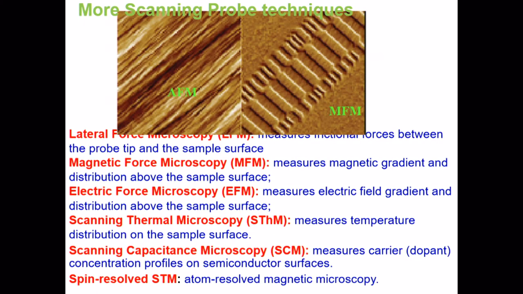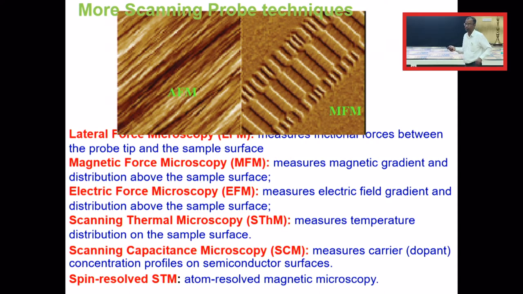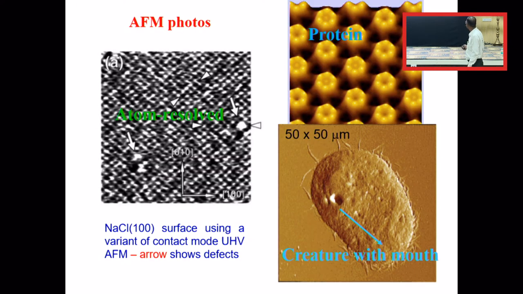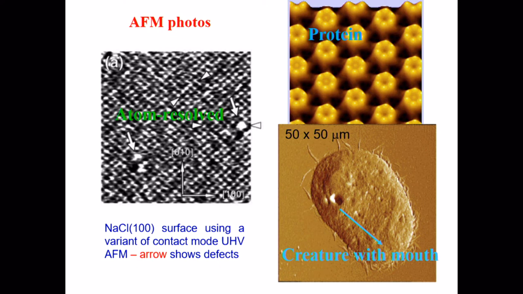You can see different forms of force microscopy: atomic force microscopy, magnetic force microscopy, and other forms like scanning tunneling or capacitance, spin resolved. And you can clearly see the surface topography. There is no vacuum involved. There is no processing involved, unlike in scanning electron microscopy or transmission electron microscopy. You can see the surface clearly with atomic force. These are some atom-resolved images, and this is a biological sample, a protein sample.